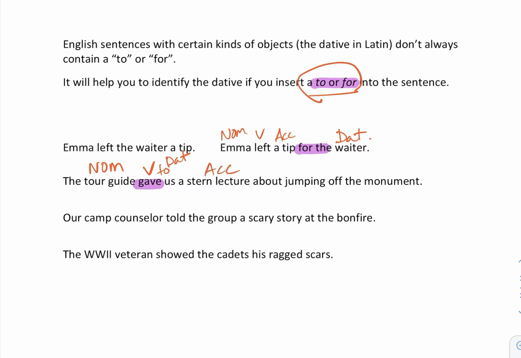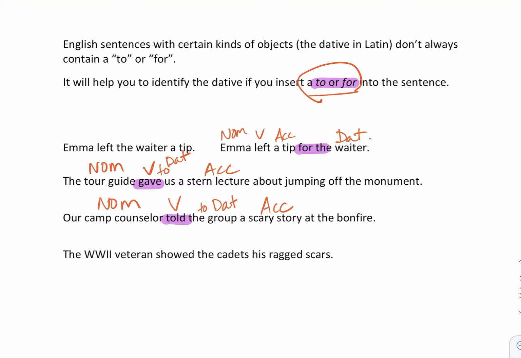So next one here. Our camp counselor told the group a scary story at the bonfire. So here we have a telling verb. Remember, giving, showing, telling. Here's our telling verb. Who's the one that told? The camp counselor is the one that told. What did he tell? Did he tell the group to a scary story, or did he tell the scary story to the group? I hope he told the scary story to the group. That would make much more sense. So if we put a to in there, we know that he told, the victim of being told was the scary story, and who did he tell it to? The group.